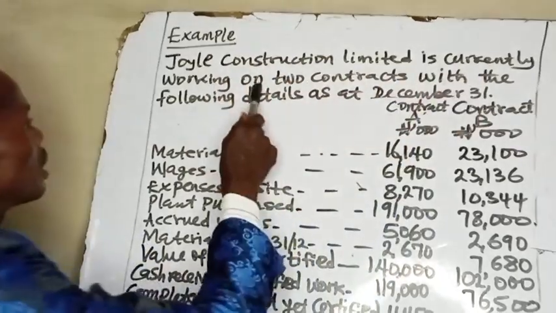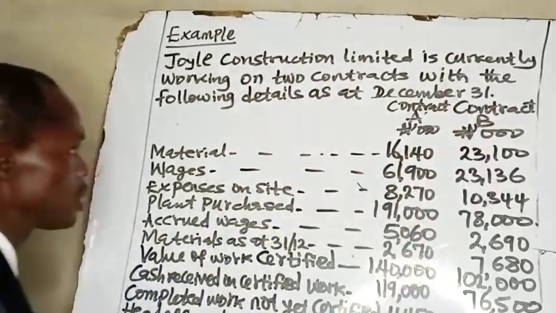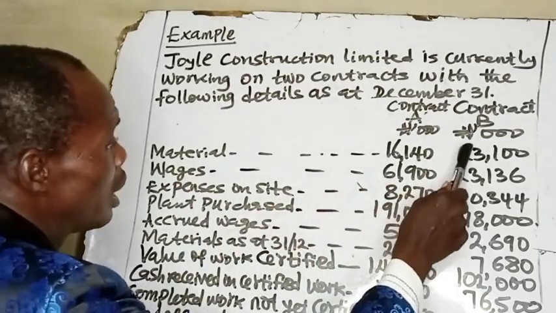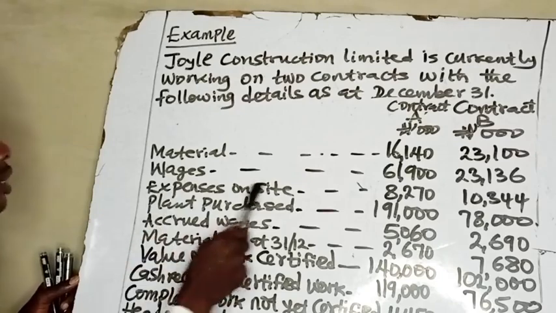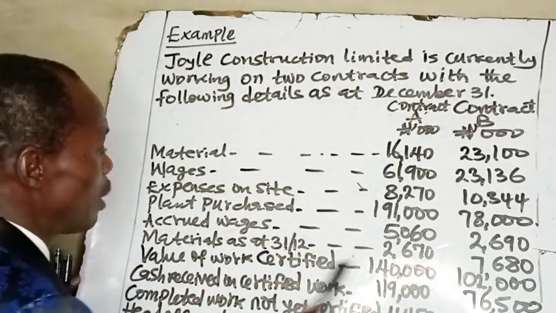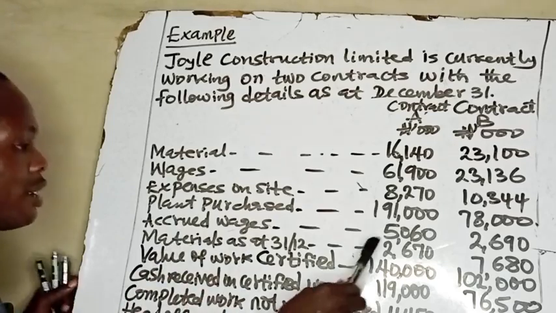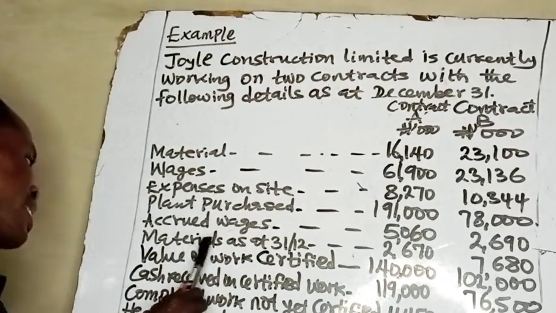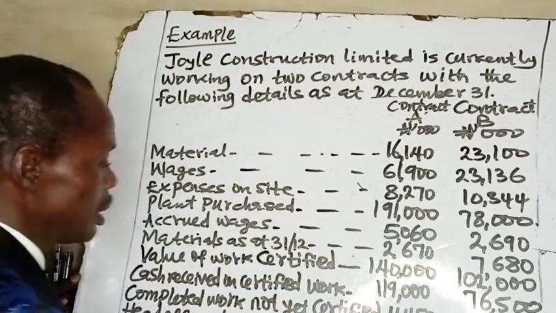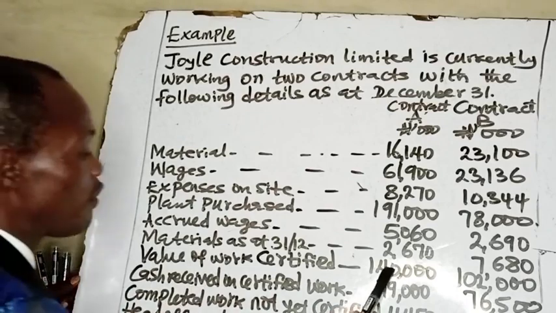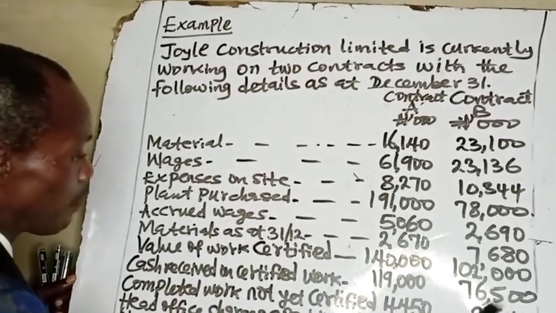Joy Construction Limited is currently working on 2 contracts with the following details. As at December 31st, you have contract A and contract B, amounts in thousands of naira. We have materials 16,140 and 23,100 for contract A and B respectively. Wages 61,900 and 23,136. Expenses on site 8,270 and 10,344. Plant purchase 191,000 and 78,000. Accrued wages 5,060 and 2,690. Materials at site as at 31st of December 2,670 and 7,680. Value of work certified 140,000 and 102,000. Cash received on certified work 119,000 and 76,500.